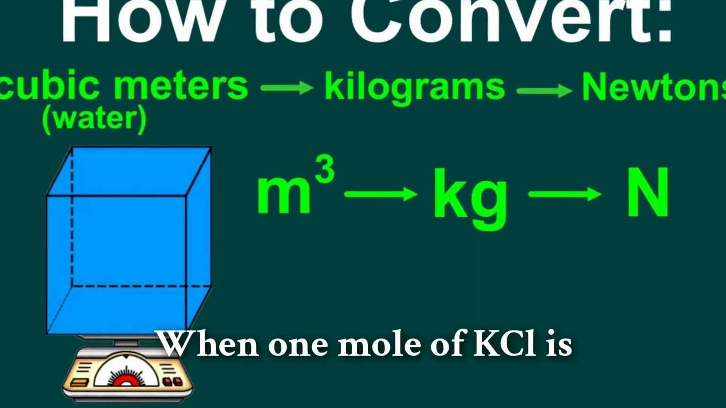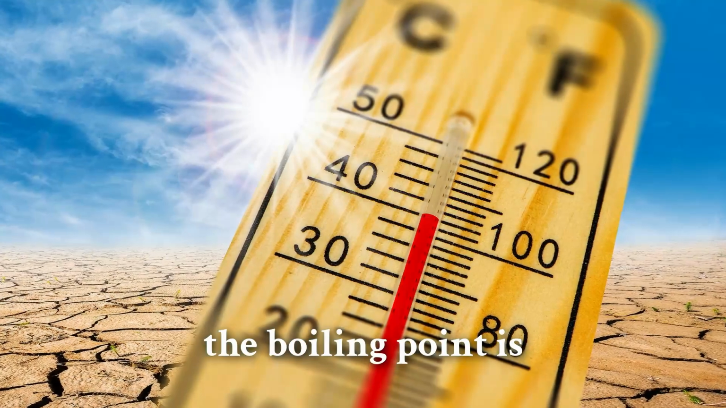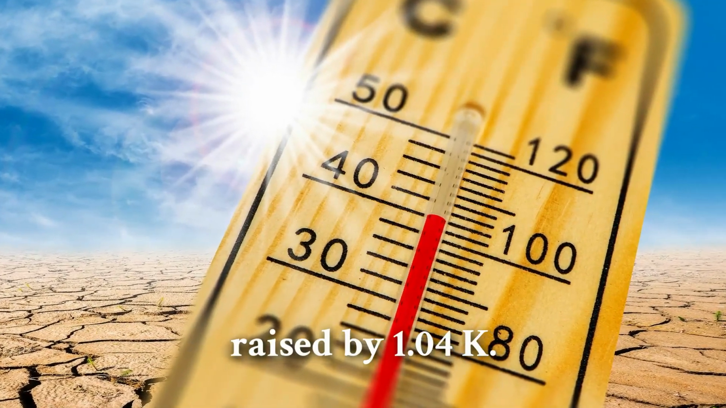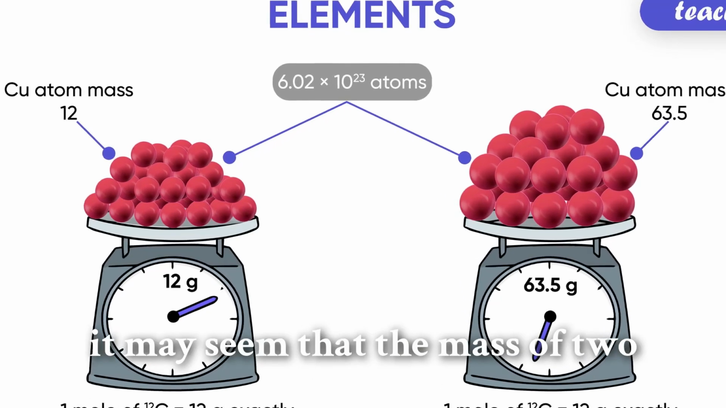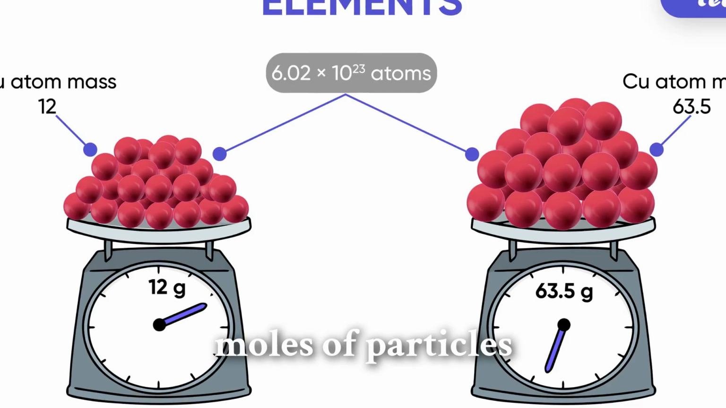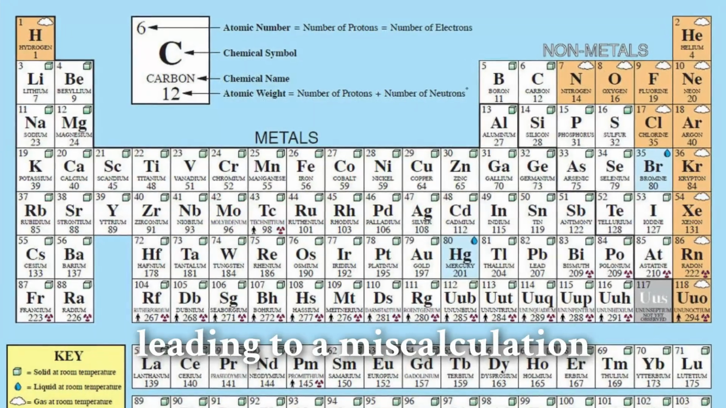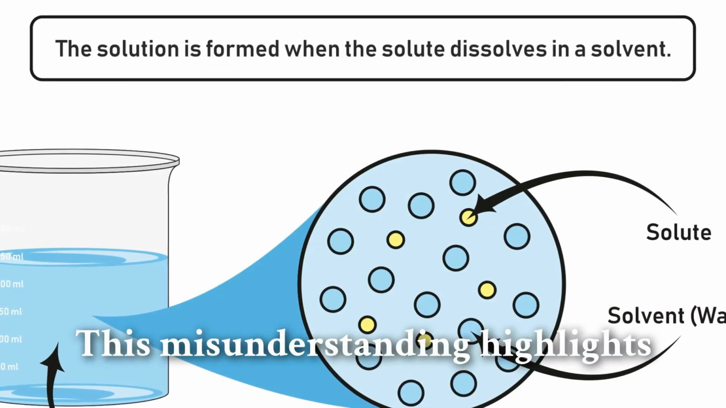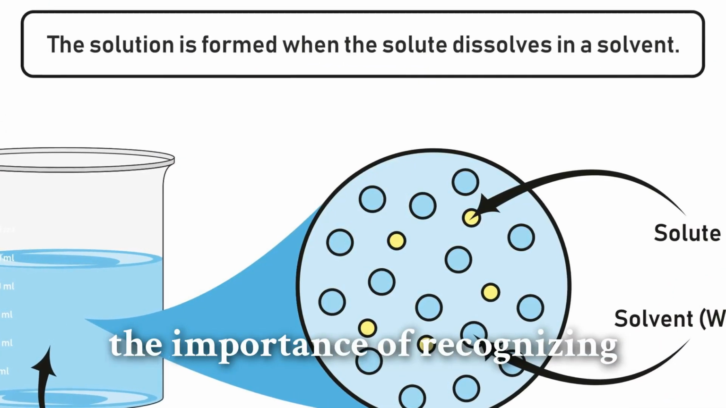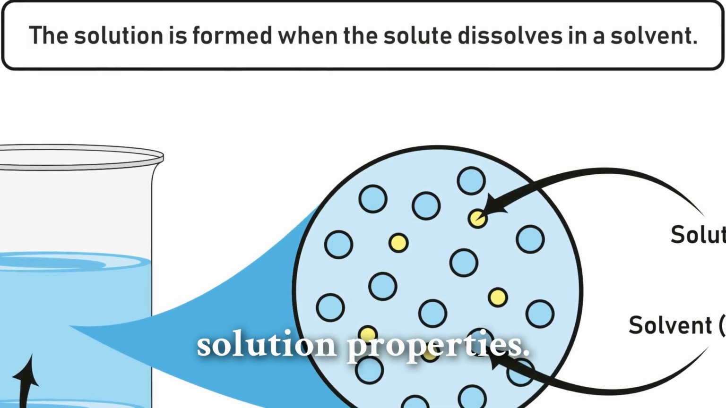When 1 mole of KCl is dissolved in 1 kilogram of water, the boiling point is raised by 104 K. If the degree of dissociation is overlooked, it may seem that the mass of 2 moles of particles is 74.5 grams, leading to a miscalculation of the molar mass. This misunderstanding highlights the importance of recognizing how solute behavior impacts solution properties.